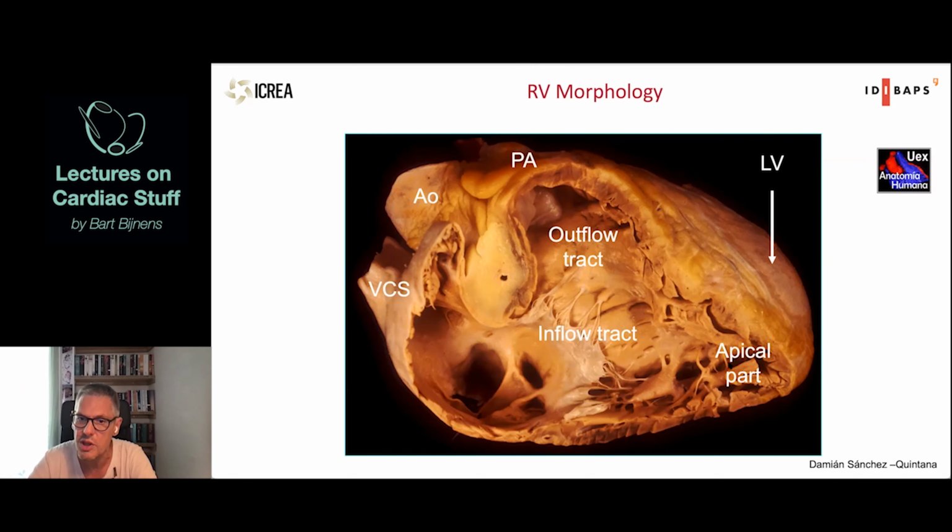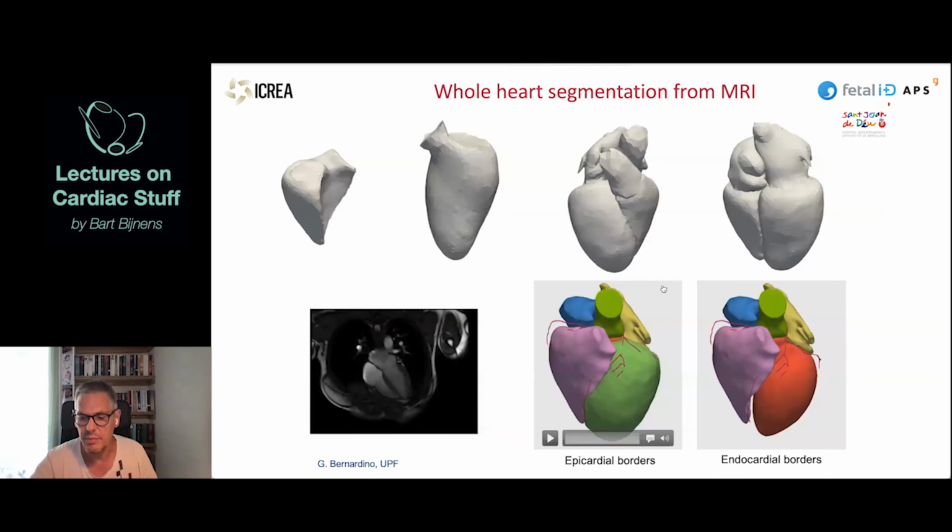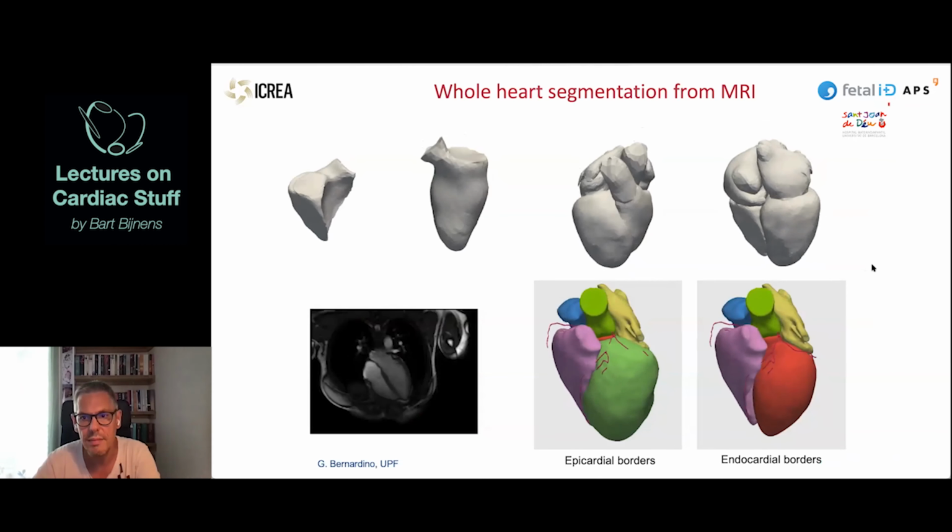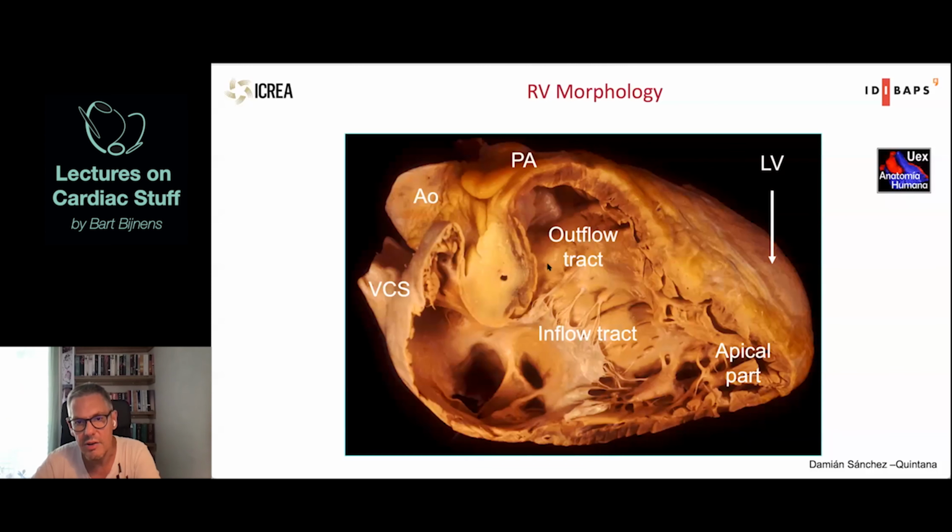So it's really a spongy area with many, many trabeculations. Some of these larger trabeculations here are also quite important, and they form part of the septum. So here you look at the septum that is dividing the left and the right ventricle.